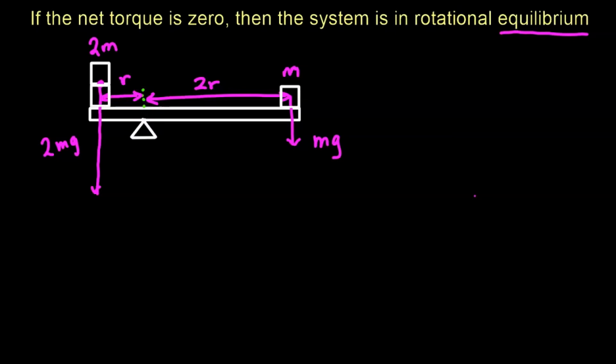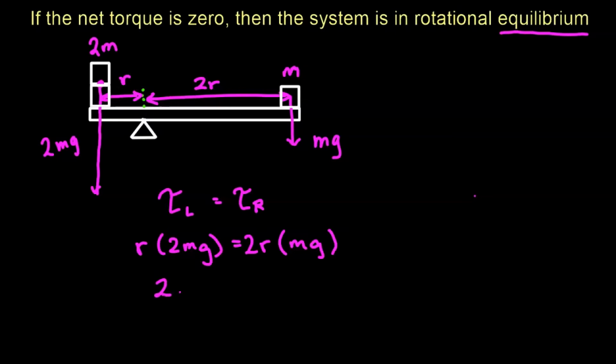So if this is in rotational equilibrium, what we do know is that the torque on the left is equal to the torque on the right. The torque on the left causes it to rotate counterclockwise, and the torque on the right causes it to rotate clockwise. And the torque on the left is going to be r times the force perpendicular, which is 2mg. And then on the right hand side, the torque is going to be the distance, 2r, times the force, mg. So we can see that on the left we have 2rmg, and on the right hand side 2rmg, and so we know that this seesaw right here is in rotational equilibrium.